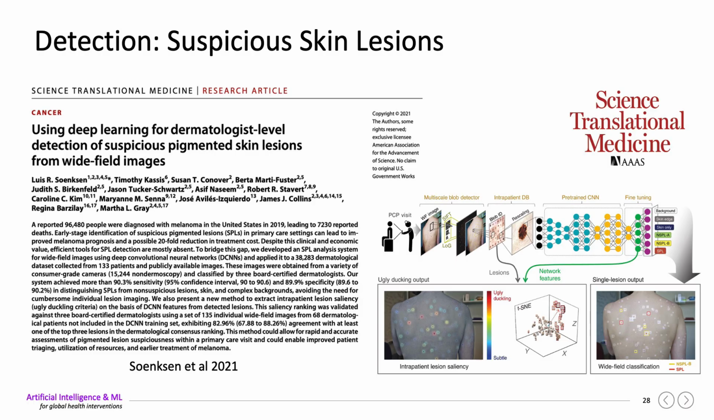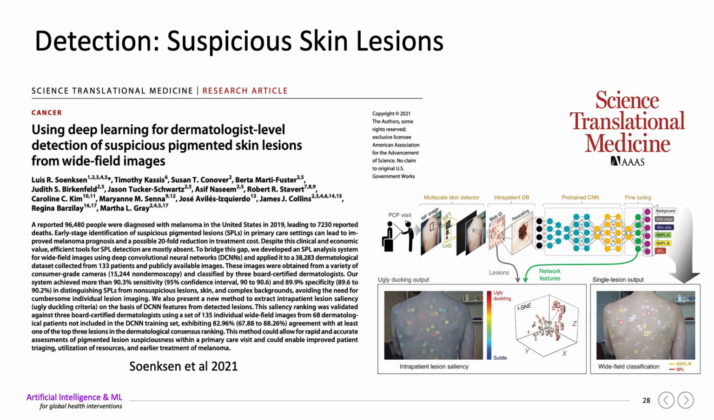Around 96,480 people were diagnosed with melanoma in the United States in 2019, leading to 7,230 reported deaths, and early identification of suspicious pigmented lesions in primary care could enable dramatically less mortality and a possible 20-fold reduction in treatment cost. The system uses deep convolutional neural networks applied to 38,283 dermatological images from 133 patients and public sources, classified by 3 board-certified dermatologists.